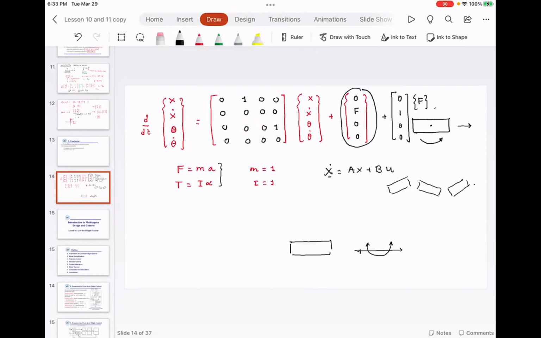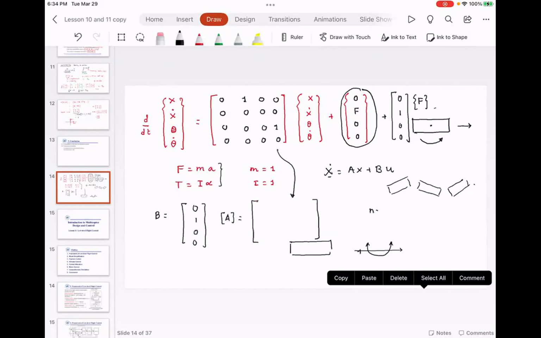But what I'm going to do is deliberately set capital T equal to 0, which means now my B vector is 0, 1, 0, 0, and my matrix A is going to be whatever I have over here. And now if I construct the controllability matrix, my number of states n is equal to 4.